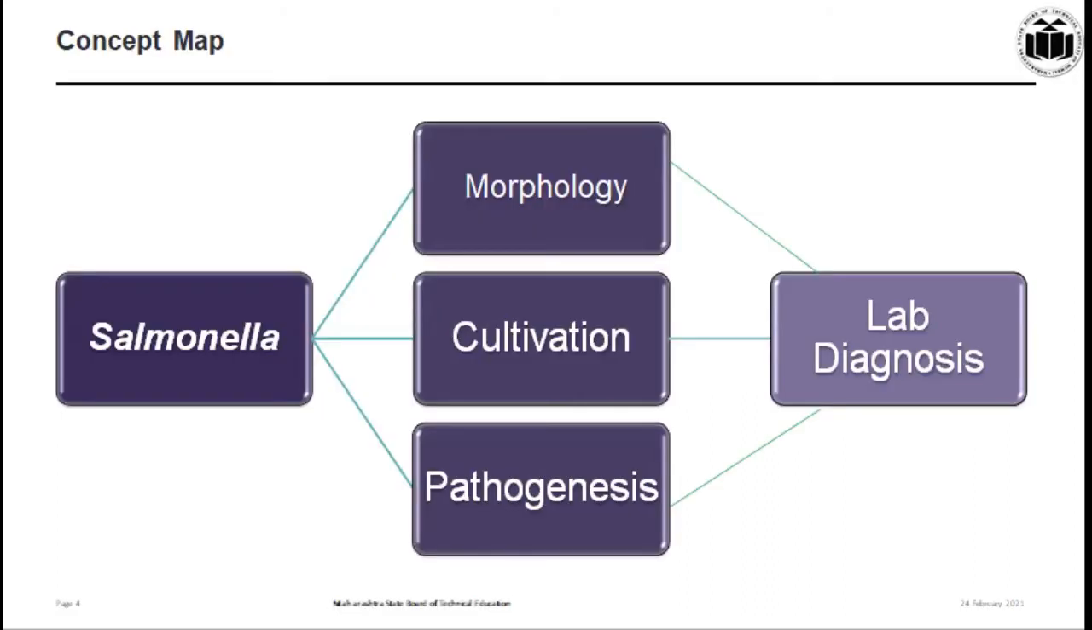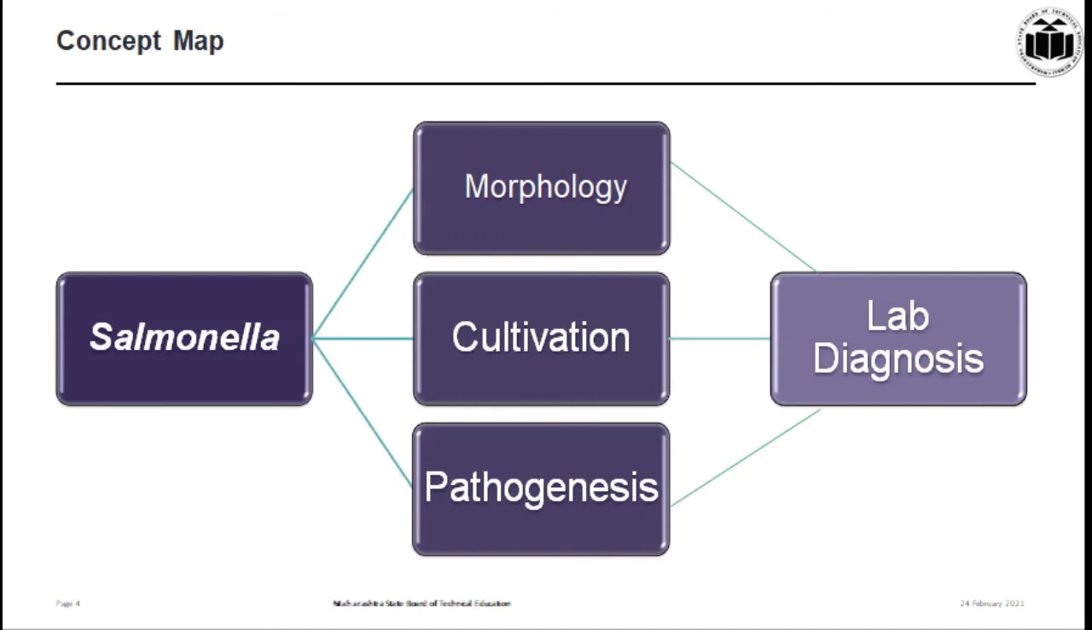So when we look over the concept map, you will get that for Salmonella we are going to discuss the morphology of Salmonella, then what are the cultivation methods, then how the Salmonella shows pathogenesis and spread, and finally we are going to discuss the lab diagnosis method which is used to detect the Salmonella. So let's begin.